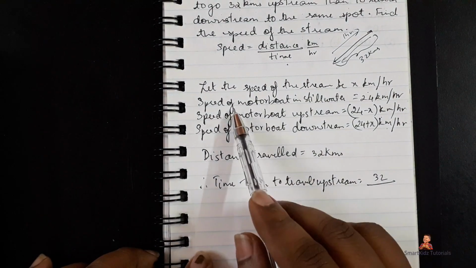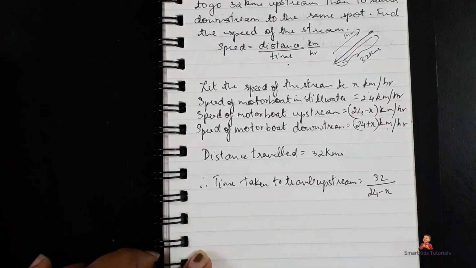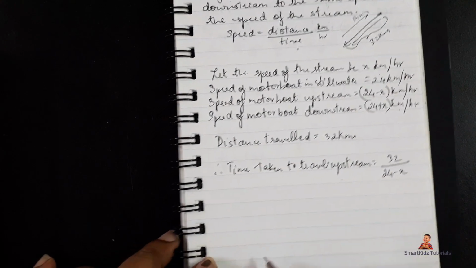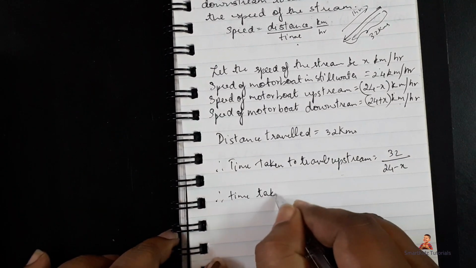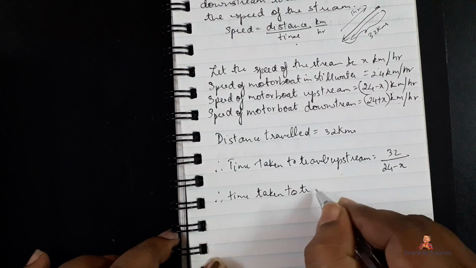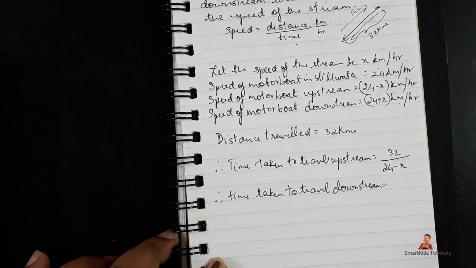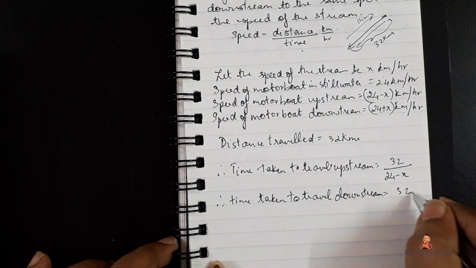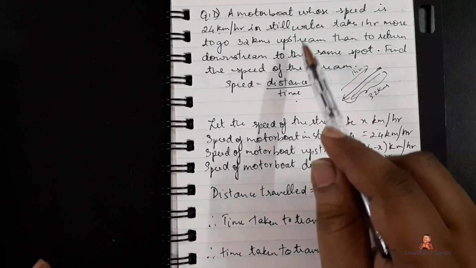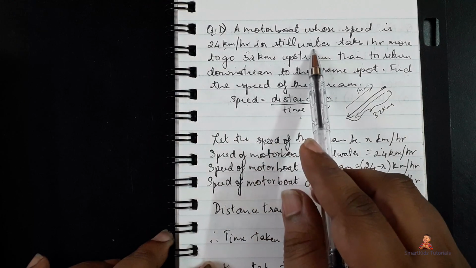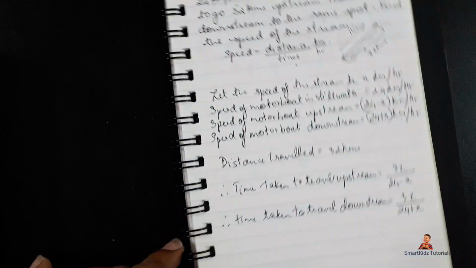And the speed we have mentioned over here for upstream is 24 minus x. So 24 minus x is the speed, and the time taken to travel upstream is 32 upon 24 minus x. Similarly, we can write the time taken to travel downstream is equal to 32 upon 24 plus x. Now what we have been given is that the time taken to travel upstream is 1 hour more than the time taken to travel downstream. So we are just going to write that.